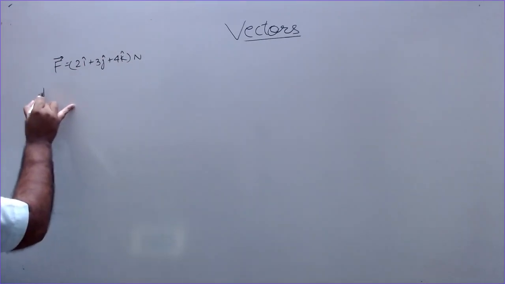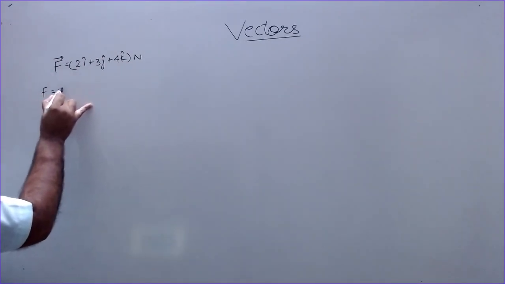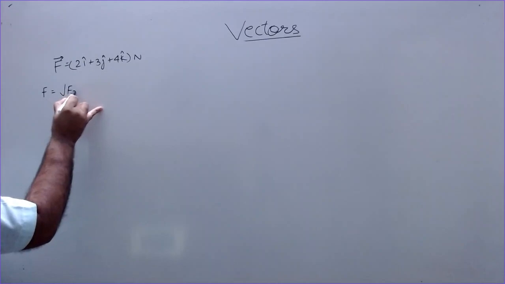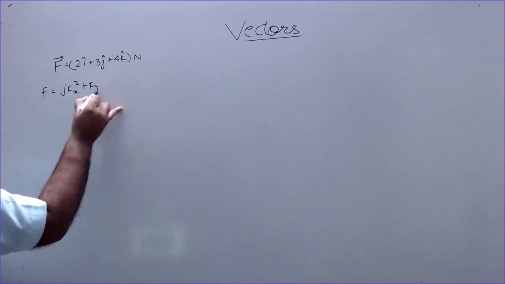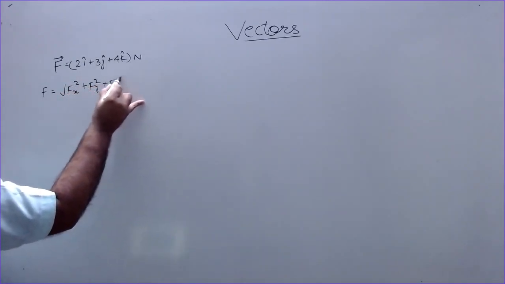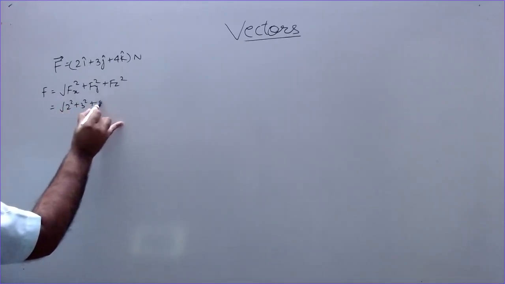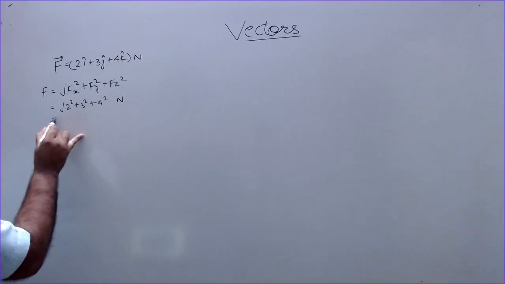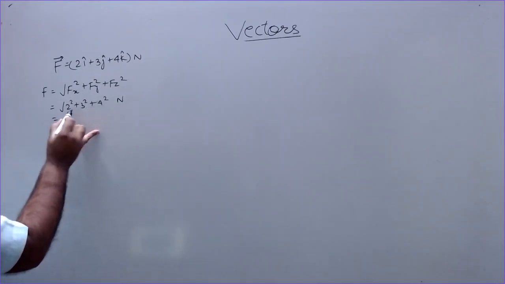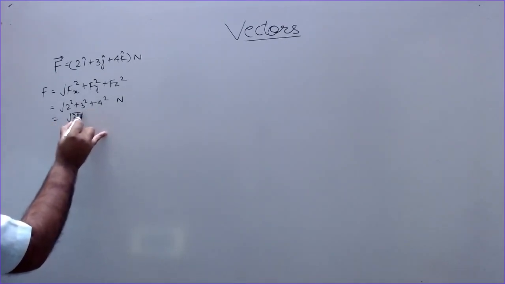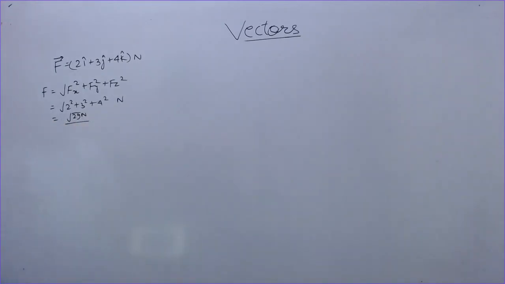If you have to find the magnitude of this force, that is equal to the root of Fx square plus Fy square plus Fz square. So here, 2 square plus 3 square plus 4 square, root 29 Newton is the magnitude, though it is not asked in the question, so I just explained it.